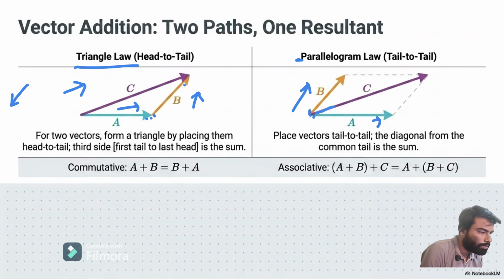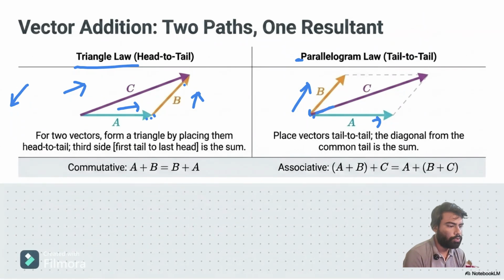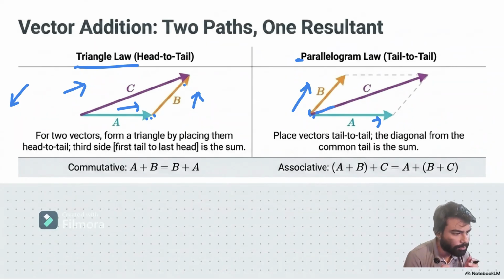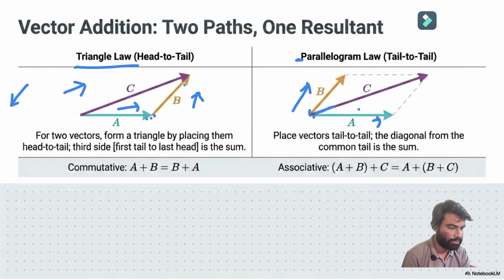Now you can see that in both methods of vector addition, you get the same result, C. As you can see from the first slide, we can shift the vectors. If you shift B from here to there, you will see the triangle law become exactly the parallelogram law. So the parallelogram law and the triangle law give us the same resultant, just in a different way.